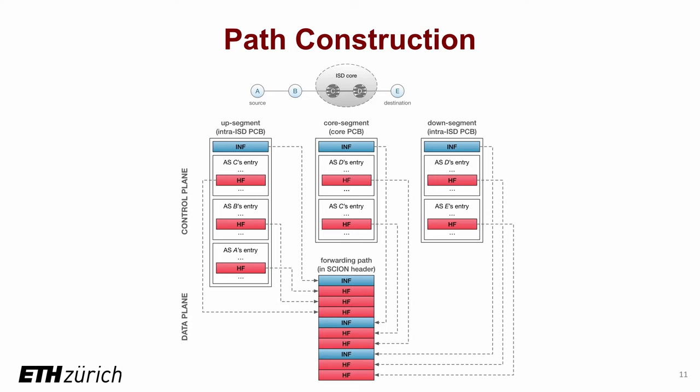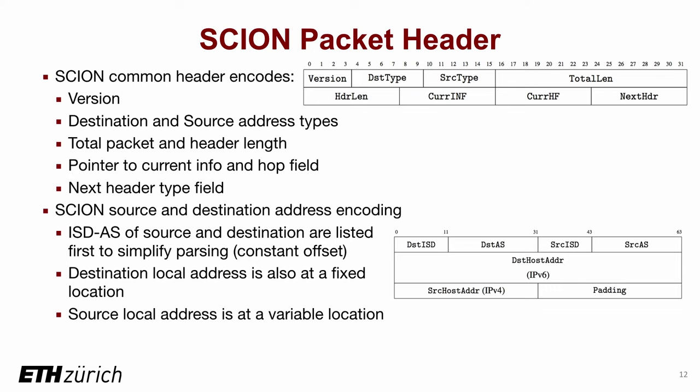Next, we're going to look at more details about these fields and the header itself as well. So first, let's take a look at the SCION packet header. The SCION common header is only 8 bytes long, and it contains information such as the SCION version number, which is currently 0, the destination and source address types, which are 6 bits each, and the total packet length.